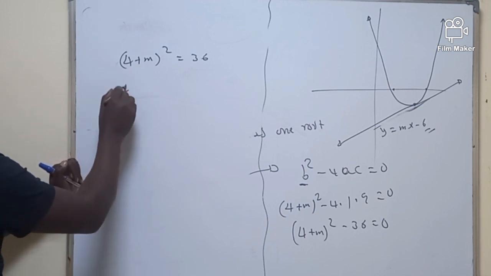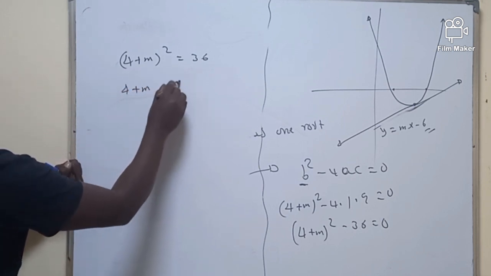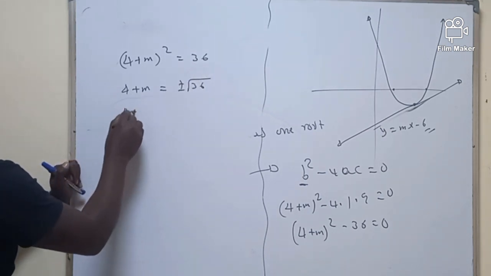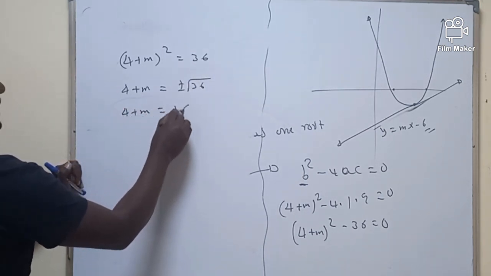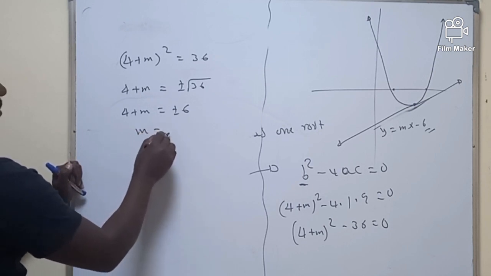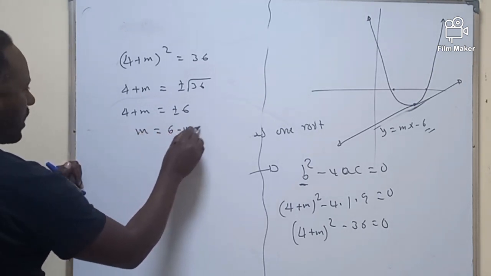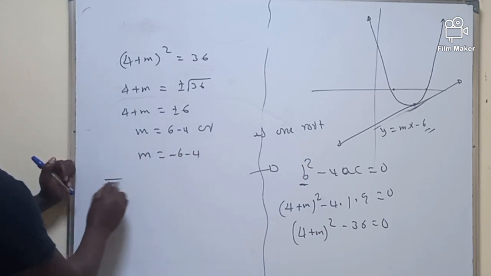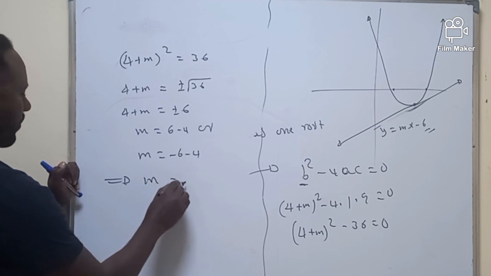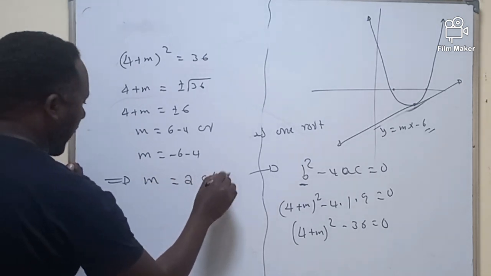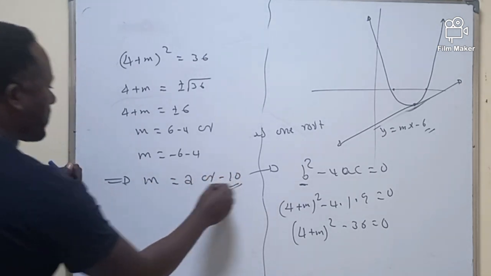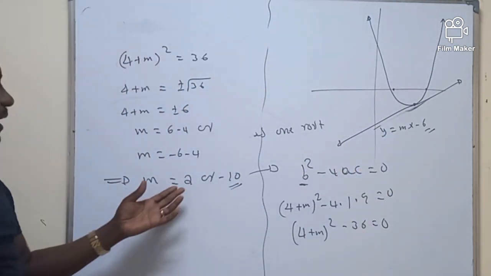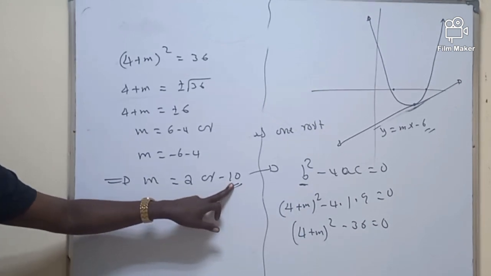So 4 plus m is plus or minus the square root of 36, that is plus or minus 6. So m will be 6 minus 4, or m will be minus 6 minus 4. This implies the value for m is 2 or minus 10. So the value for m is either 2 or minus 10.